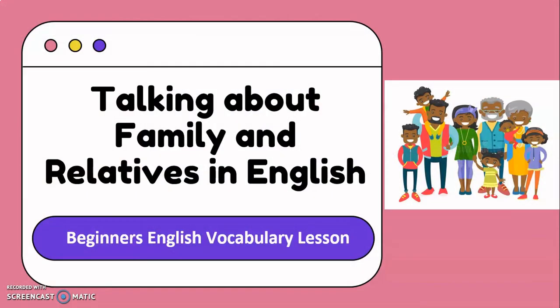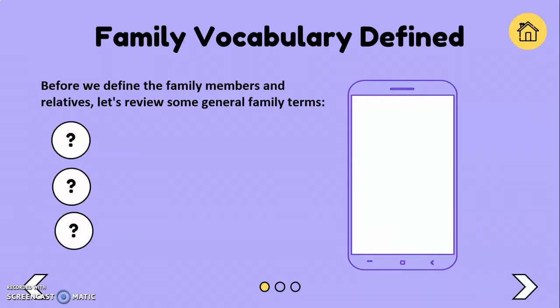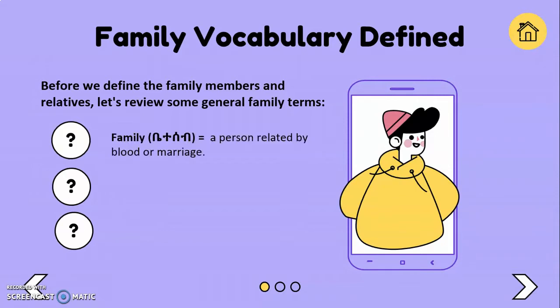Talking about family and relatives in English language, beginner's English vocabulary lesson. Hello once again, let's learn some family vocabulary. In this lesson, I'm going to give you the words connected with family, with their meaning and pronunciation as well as spelling. Before we define the family members and relatives, let's review some general family terms. In brackets, I'm going to give you the Amharic meaning of the words.